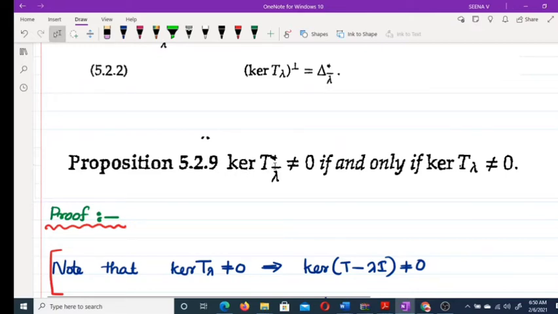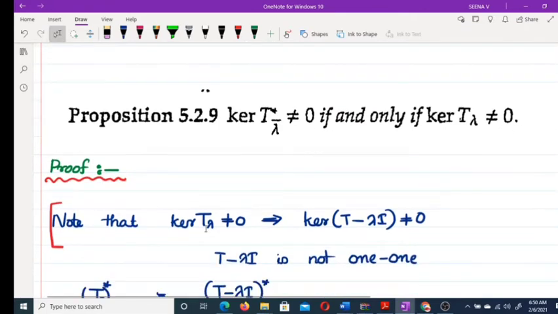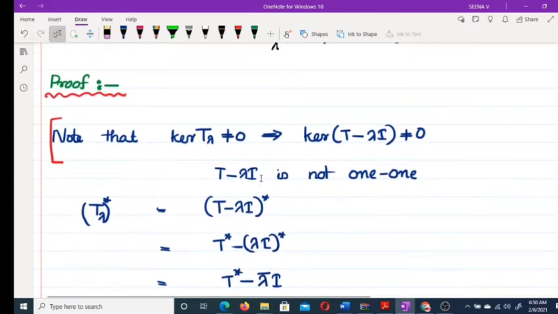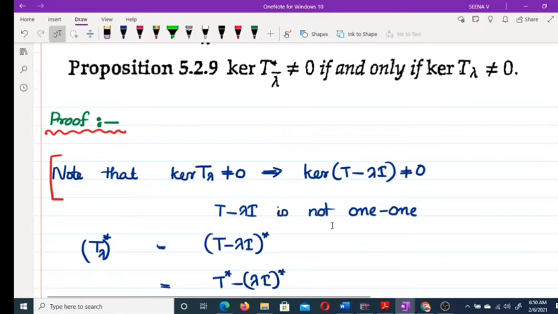Kernel T*_λ̄ is not equal to 0 if and only if kernel T_λ is not equal to 0. What is the meaning of that? What is kernel T*_λ̄, and what is kernel T_λ? Kernel T_λ not equal to 0 means kernel of T minus λ is not equal to 0. That means T minus λ is not 1 to 1.